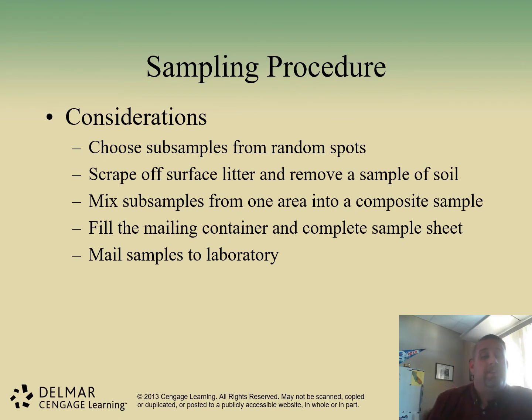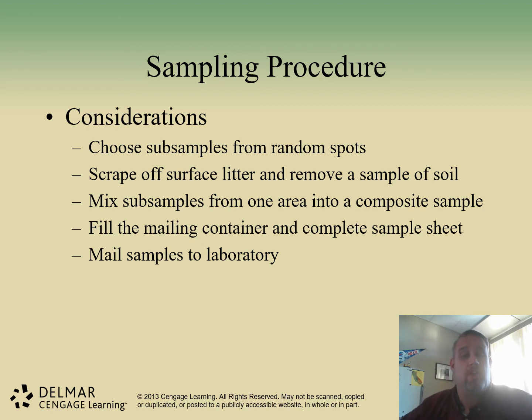Your sampling procedure, you want to consider choosing subsamples. So as I said before, if you have a field and parts of it grow amazing grass, and there's parts that you just can't get grass to grow, you may consider taking a special sample from that area where grass is not growing, versus the area where grass is growing to see what is different and how you can maybe fix those properties.